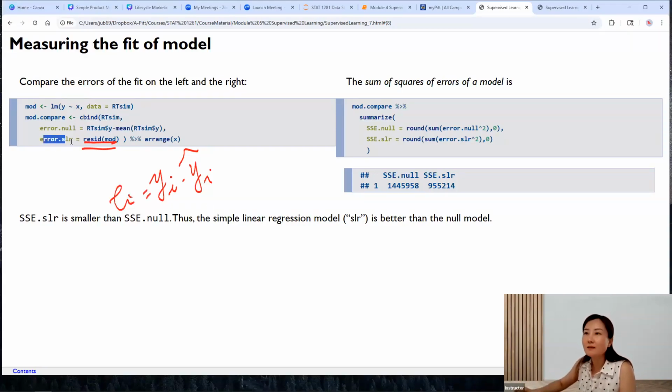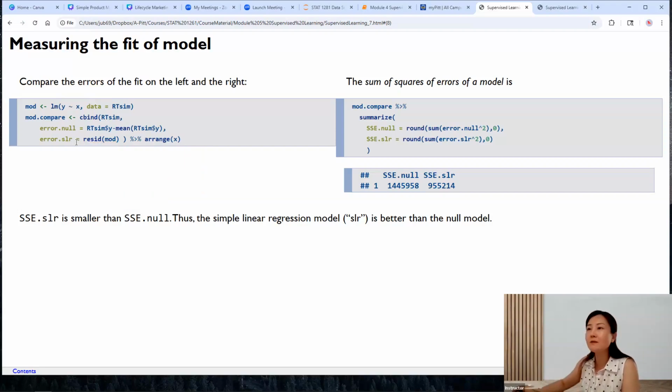We call it error.SLR. So this is the error vector, the residual vector, for the best model, the simple linear regression model. Okay. So how about the null model? Remember, for the null model, for any observation, the predicted value for y should be equal to y bar. So the residual will be the y vector minus the mean of y, and we save the result in error.null.